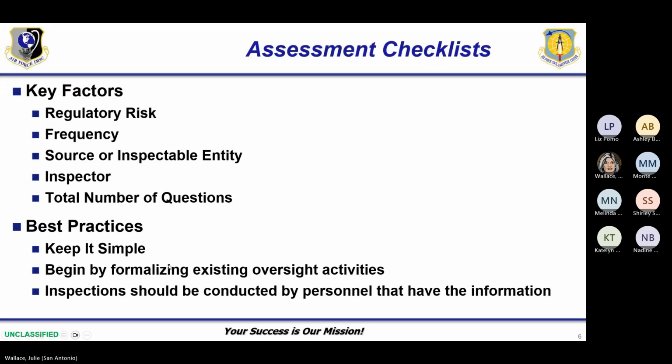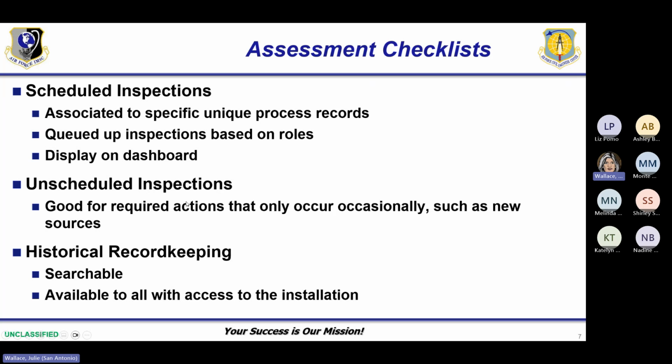All right. So the next thing we're going to talk about is, and I kind of mentioned this, that there are two types of checklists. There are scheduled inspections, and these are associated to a specific unique process record. They're queued up and show up in your work basket based on your roles, and they display on the dashboard. Okay, so you can go to a dashboard and it'll show you how you're doing on complying with those scheduled inspections. The next one is unscheduled inspections.